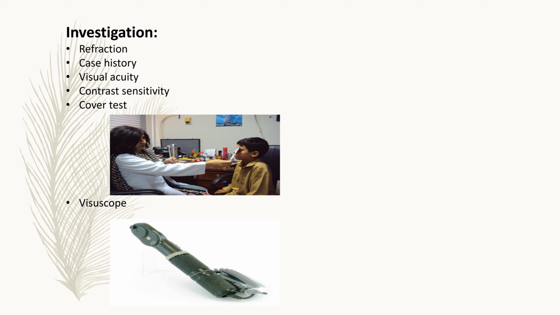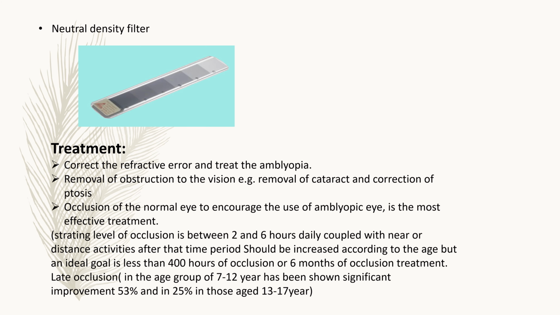Third is visual acuity. Check the visual acuity by logMAR chart. Fourth is contrast sensitivity. Then we perform the cover test. There may be ptosis that can be unilateral or bilateral. Then we perform visuscope to check whether the fixation is eccentric or wandering. Also, we use the neutral density filter in the investigation of amblyopia. In this, we test visual acuity with this filter, and visual acuity is not reduced in the amblyopic eye.